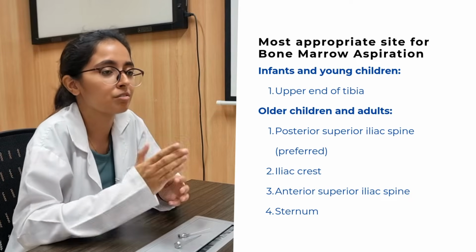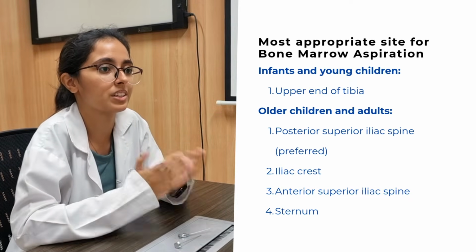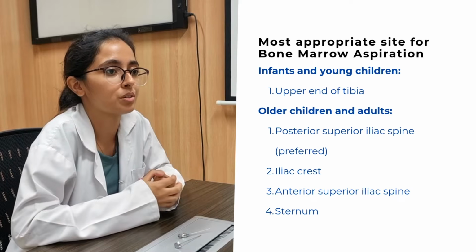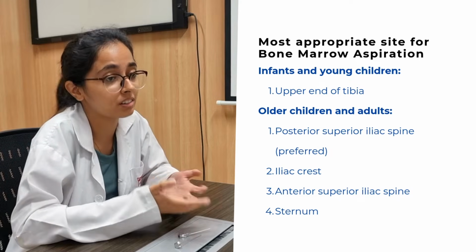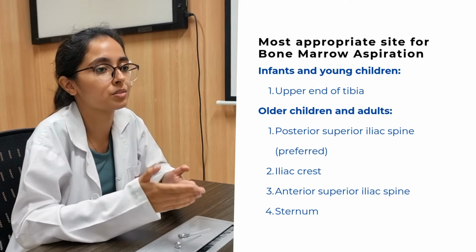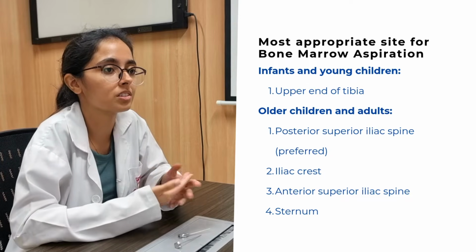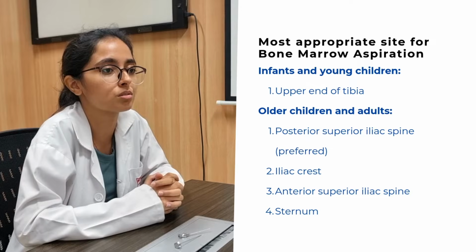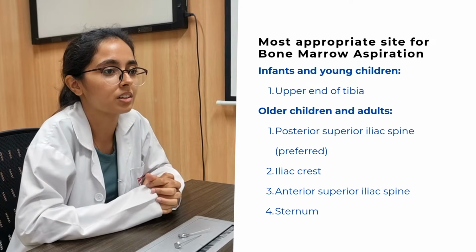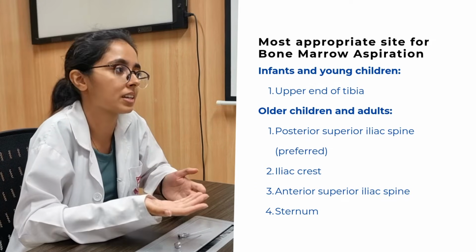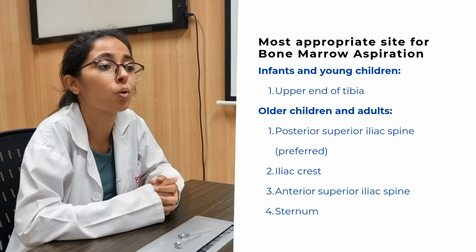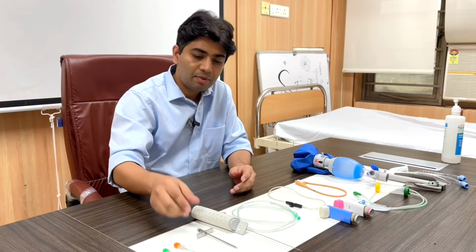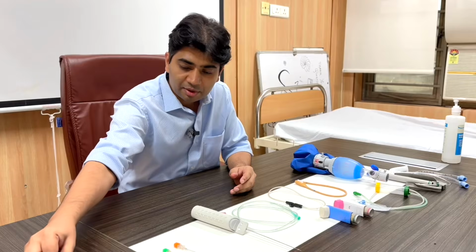And what is the most appropriate site to perform BMA? Sir, it again varies on the basis of whether we're dealing with infants or older children. So if it's infants and young children, we're doing it in the upper end of the tibia. But for older children and adults, the posterior superior iliac spine is the most preferred area for doing it. Other than that, we can also do it in the ASIS or the anterior superior iliac spine or the sternum.